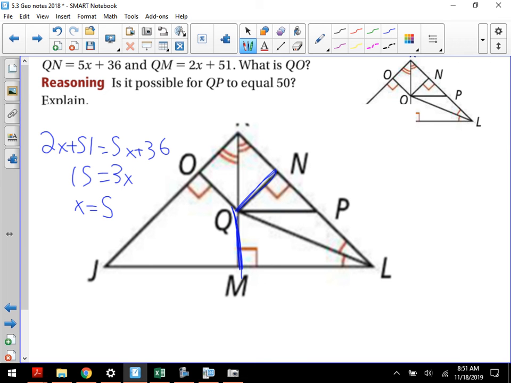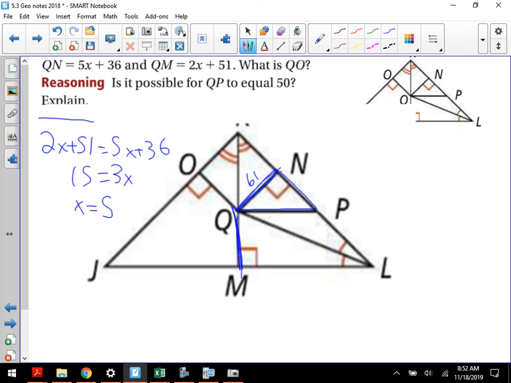Now, the question was, is it possible for QP to equal 50? Well, if x is 5, that makes QN, this segment here, 61. And if you look at QP in that little triangle there, is that a hypotenuse or a leg of that little right triangle? It's a hypotenuse. Can that hypotenuse be 50?